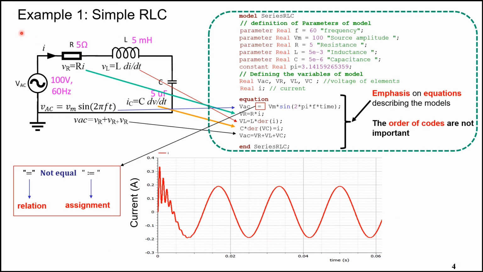This is an example to show how we can model a simple RLC circuit in Modelica. On the left side, we see the schematic of a series RLC circuit with these equations. On the right side, we see the Modelica codes. First, we define the parameters of the model. Then we define the variables. And at the end, we define the equations of the model. I would like to draw your attention to the point that we just need to declare the equations, and the order of equations is not important.